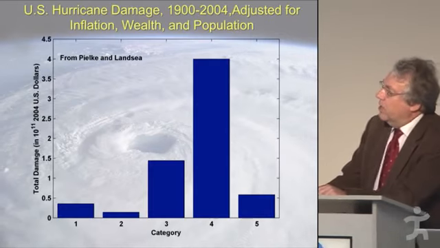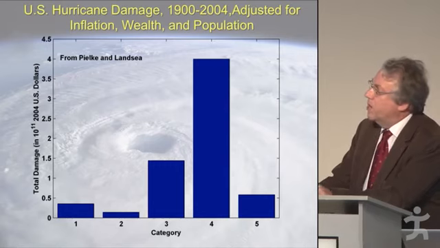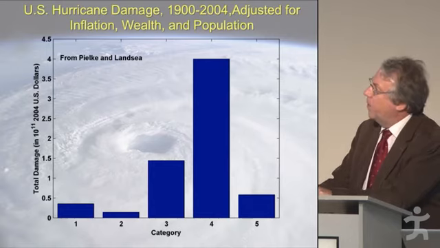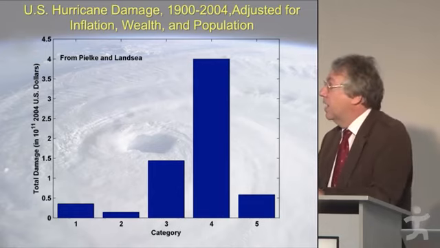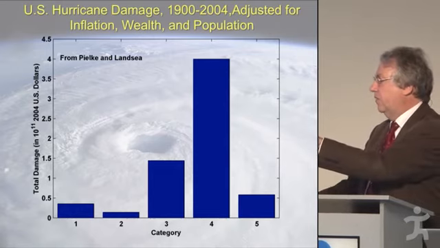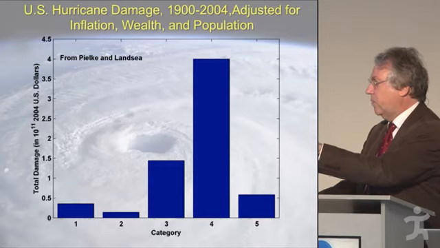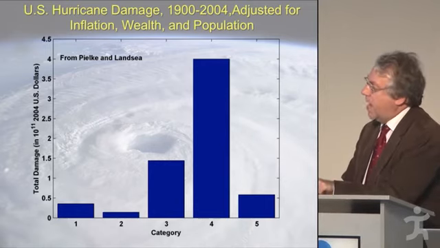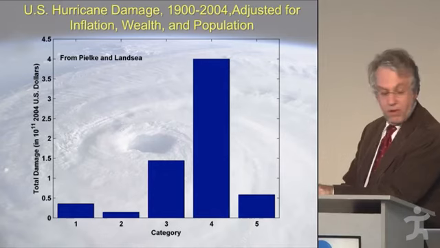So here is a chart that was compiled by my colleague Roger Pielke Jr. and Chris Landsea, who's at the National Hurricane Center, some years ago, showing the total amount of damage done in 2004 dollars by hurricanes in the United States over the period 1900 to 2004, correcting for changes in wealth and population over the period. And it's categorized by the Saffir-Simpson hurricane category. So these are the weak storms, category 1, category 2. This is category 3, category 4, and category 5. So most of the damage is done by 3s and 4s, okay?